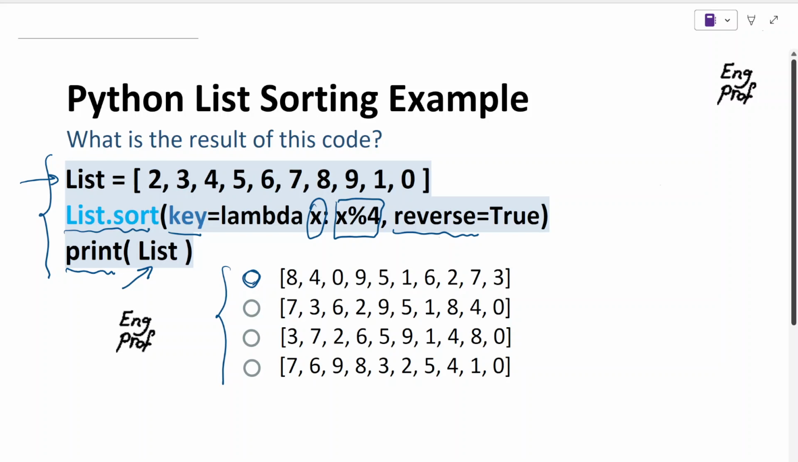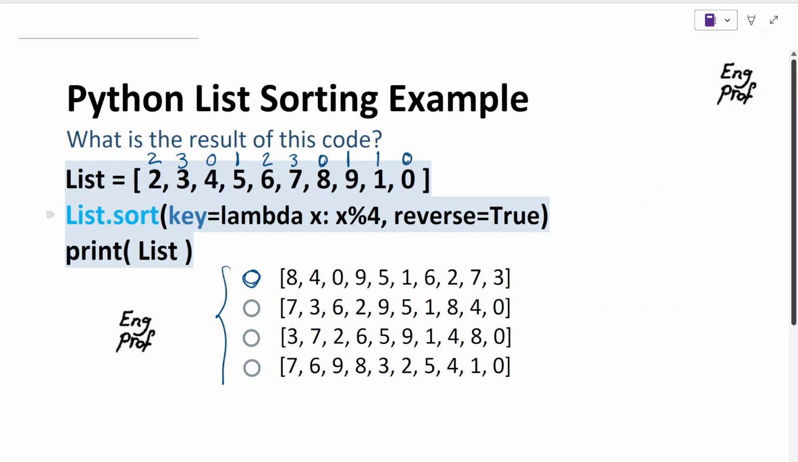Okay, so the first thing to do is, because the key is based on the modulo 4 operation, let's figure out the remainder for these values if we divide them by 4, one by one. So 2 modulo 4 is 2, 3 modulo 4 is 3, 4 modulo 4 is 0, 5 modulo 4 is 1, 6 modulo 4 is 2, 7 is 3, 8 is 0, 9 is 1, and 1 is 1, and then we have 0.